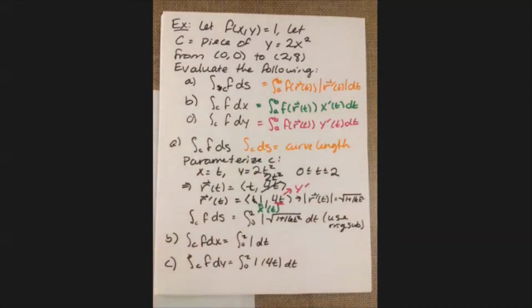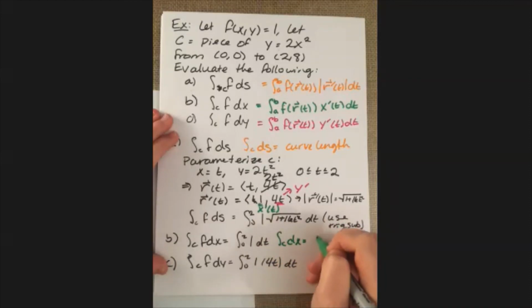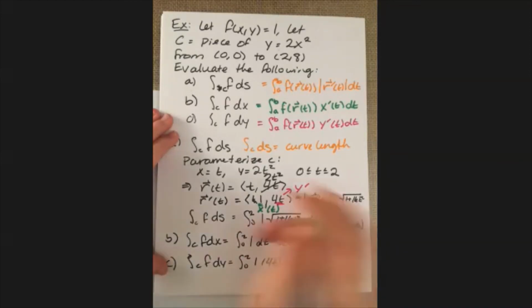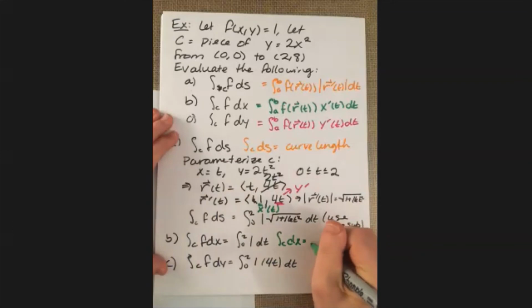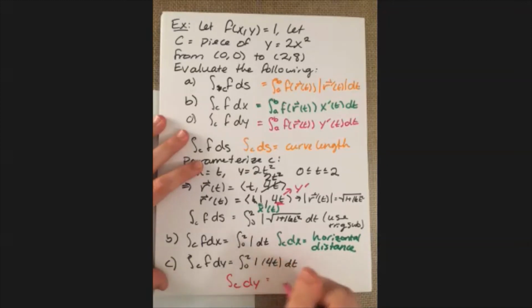Now, if you take a 1 inside this integral over the curve with dx, that is like the horizontal distance that it crosses, right? So I'd call it the horizontal distance of the curve. Similarly, for dy, the integral over the curve with a 1 in there gives you the vertical distance.